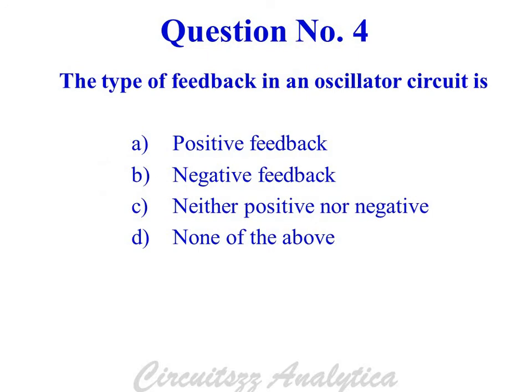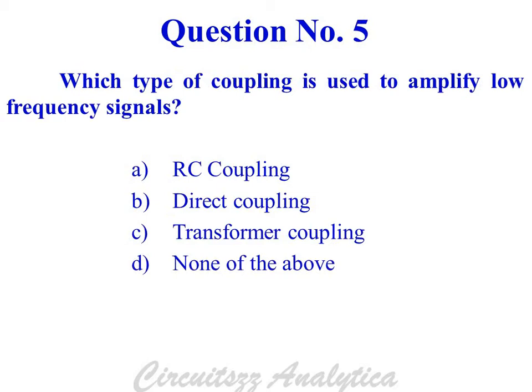The type of feedback in an oscillator circuit is positive feedback. Which type of coupling is used to amplify low frequency signals? Direct coupling. In the case of low frequency signals, if we use RC coupling or transformer coupling, we will not get proper amplification. So to amplify low frequency signals, direct coupling is used.